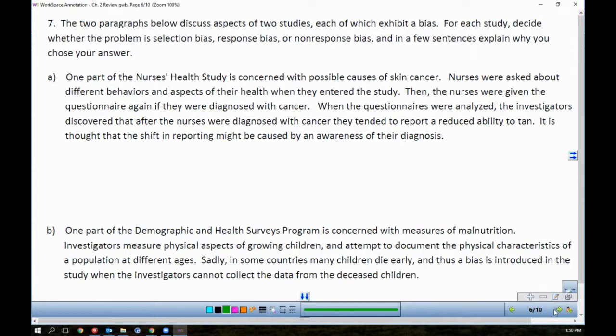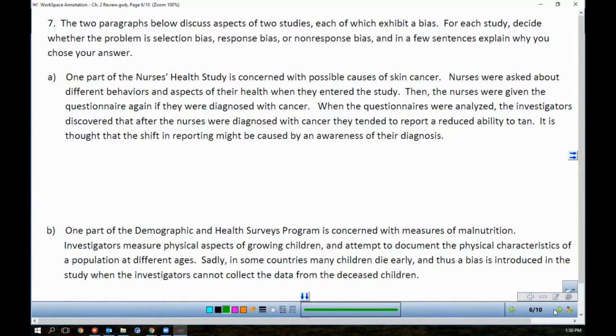Like, I know what they're talking about. They're professional and medical. Yeah, I guess. Response bias? Why do you think it's response bias? Because they only reported that after they had learned it. Good. It is response bias for that reason.